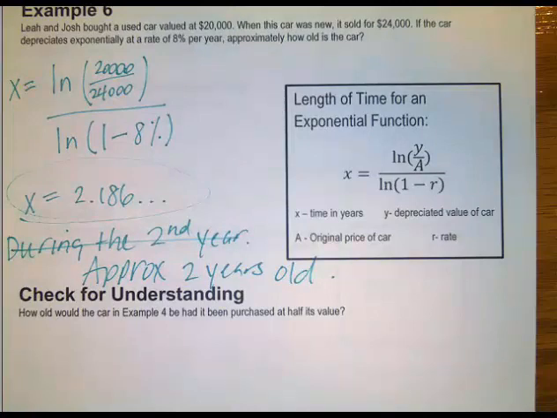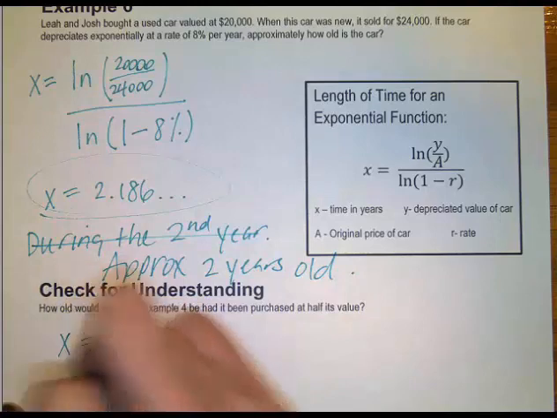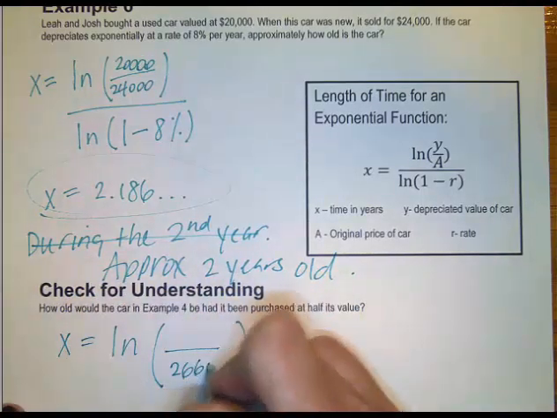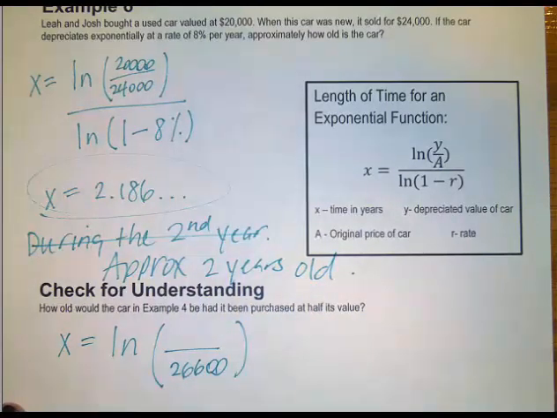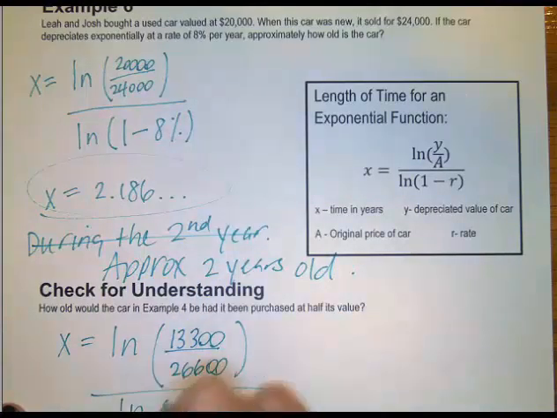So how old would the car in example 4 be had it been purchased at half its value? So in example 4, the car originally was $26,600. So we're going to say X equals ln. The original was $26,600, so half of that is $13,300 over ln, 1 minus, and our rate in that one is 5.5%.